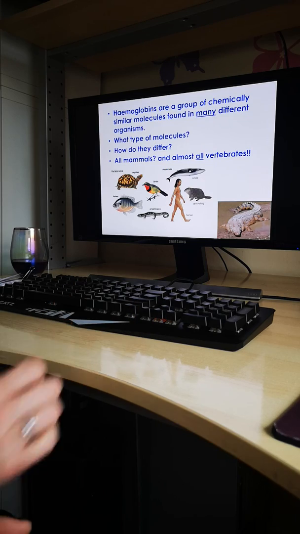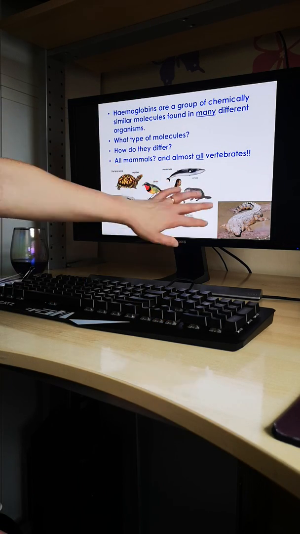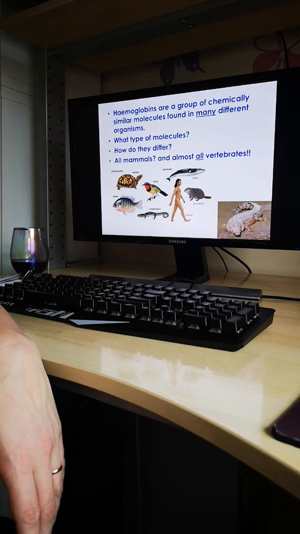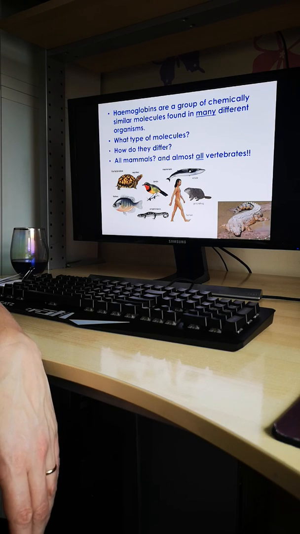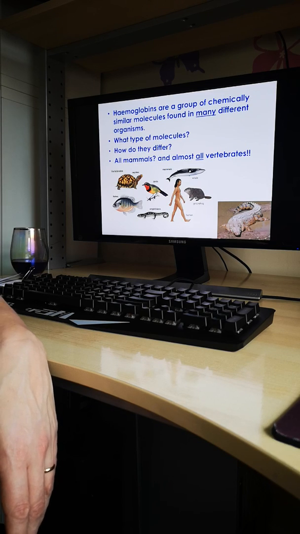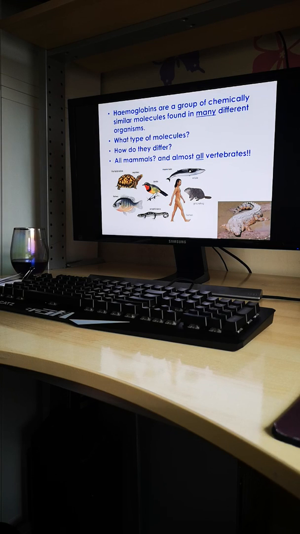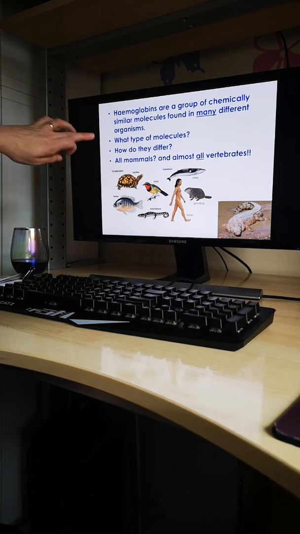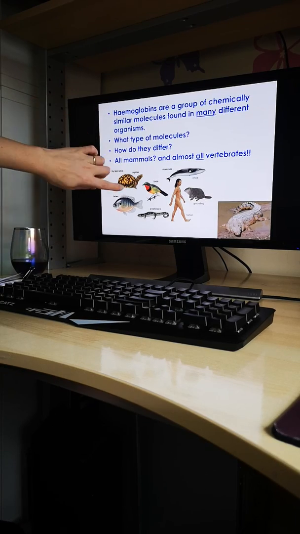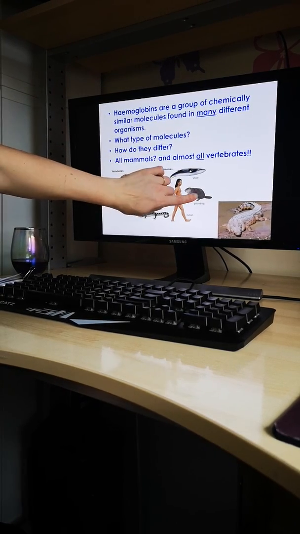Okay, so thinking about all mammals and almost all vertebrates as well. So anything with a backbone basically has haemoglobin. You've had a little bit of time to think about those first two. So what kind of molecules did we say haemoglobins are? Well, they're proteins, and proteins that are slightly different from each other in each of these different organisms.